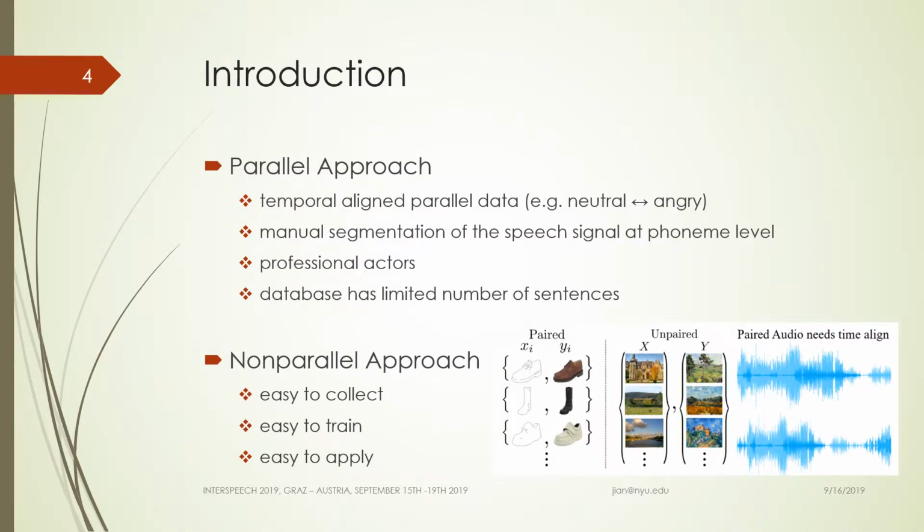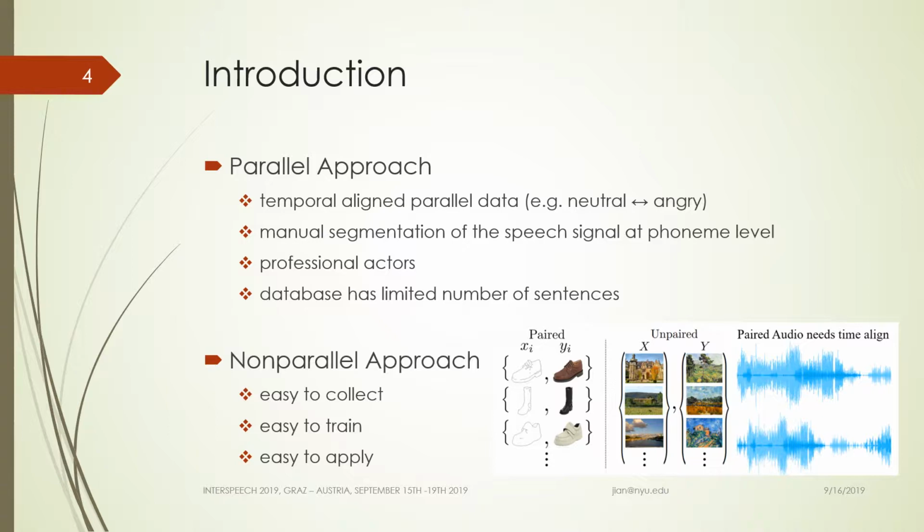There are two different settings in speech conversion, parallel and non-parallel. In the parallel setting, people require the data to be paired. For example, in the left column of this picture, we can see the shoes on the left and the shoes on the right. They have the same shape but different color. This is paired data. But in the middle column, we can see the pictures in the X domain and the pictures in the Y domain. They have different content. So this is unpaired data.